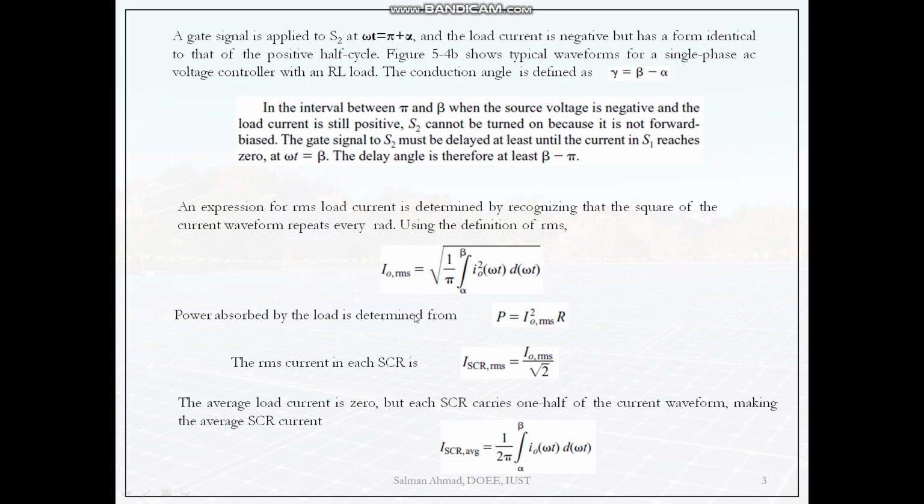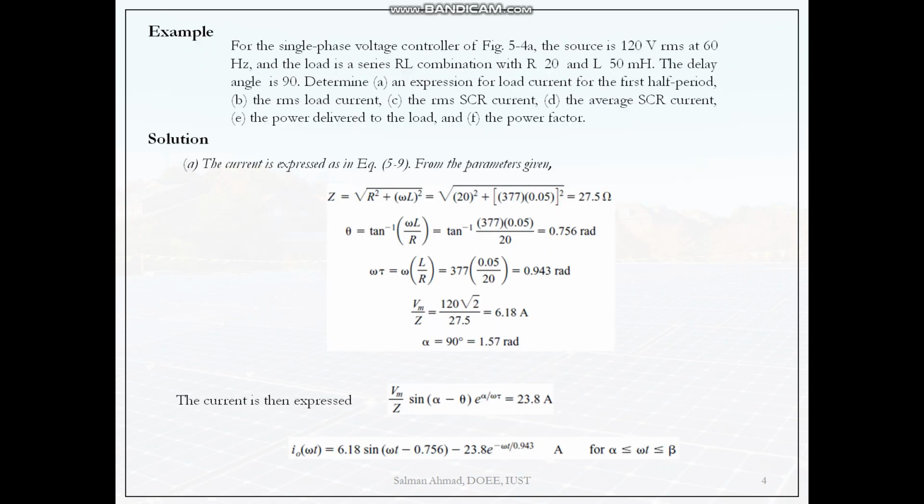Now the power absorbed by the load will be determined by P naught is equal to I naught squared into R. Similarly, you can find what will be the RMS current in each SCR, that will be I naught RMS upon square root 2. Okay, also you can find the SCR average value, that will be 1 upon 2 pi, that is the total period for calculating the average from the actual waveform, and the current is appearing only in alpha to beta, I naught omega t d omega t. Okay, so you can find the SCR average value from that equation.